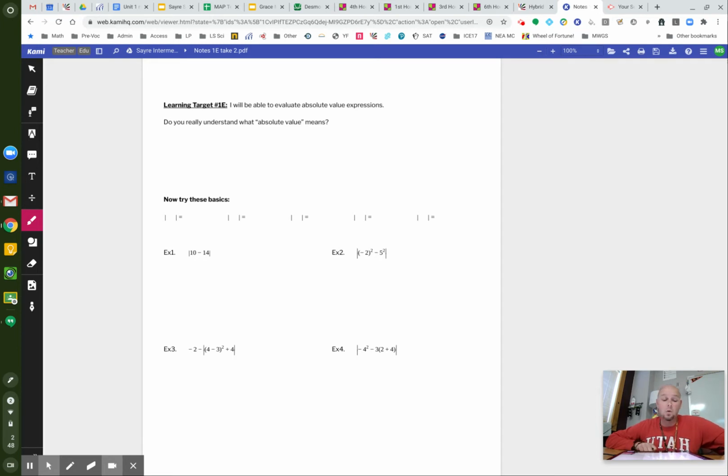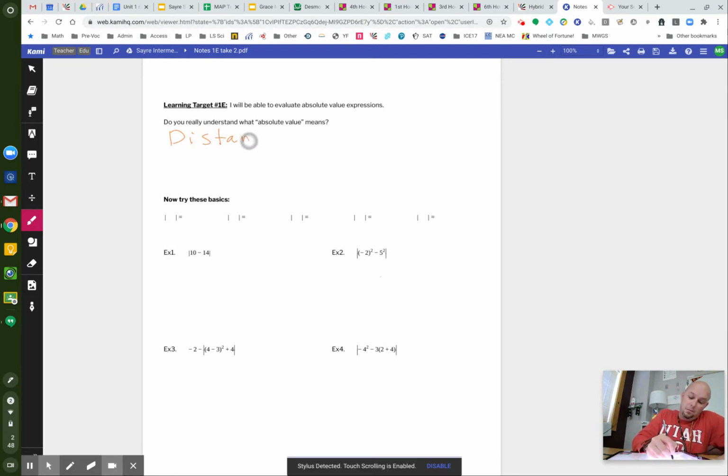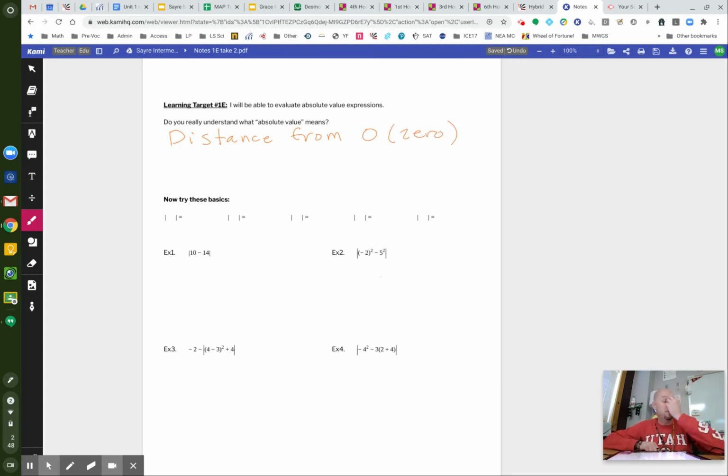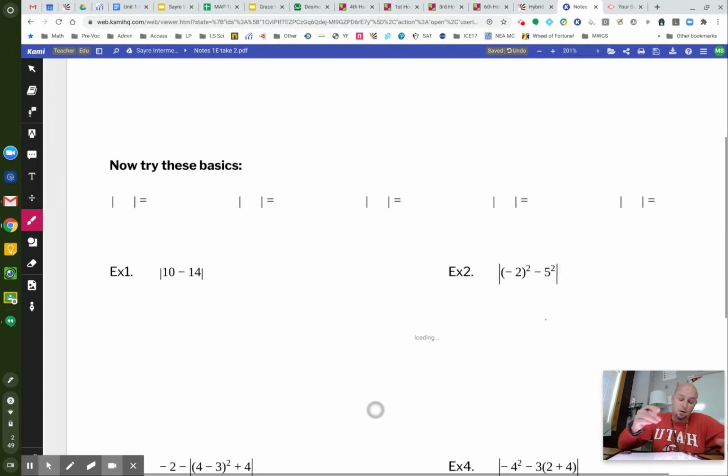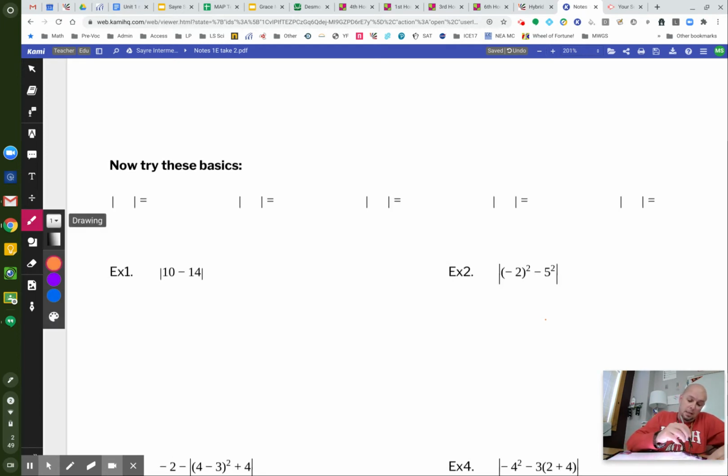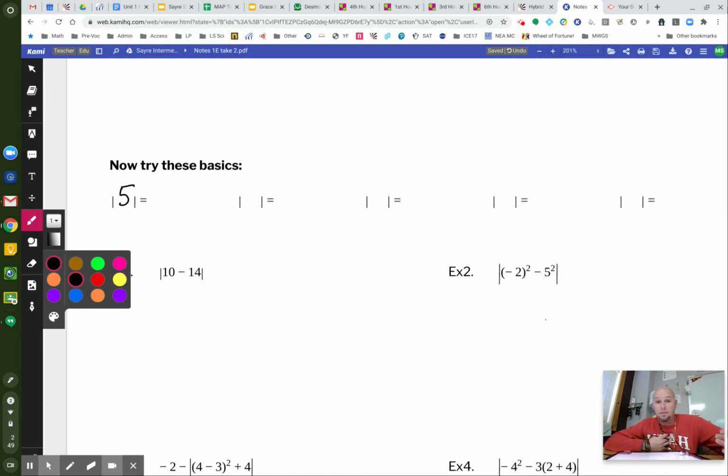So absolute value actually means the distance from 0, okay? So whenever you see an absolute value, we're talking about how far it is from 0. So we're going to do a few base problems and then we'll go from there. So if I were to put in, let's go with the number 5. So I know that 5 is 5 spaces from 0. So that means the absolute value of 5 is just 5.